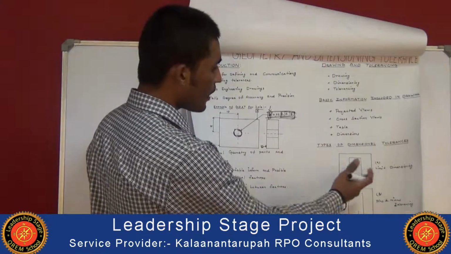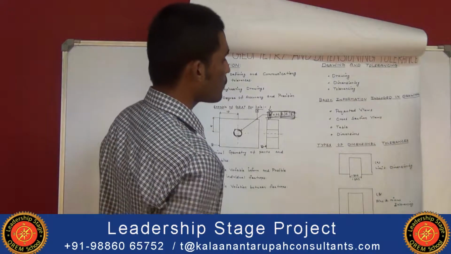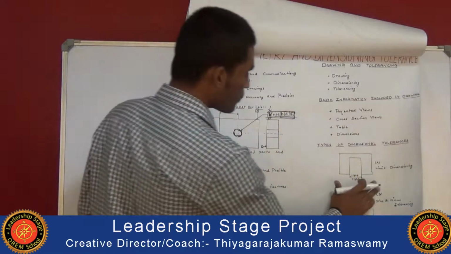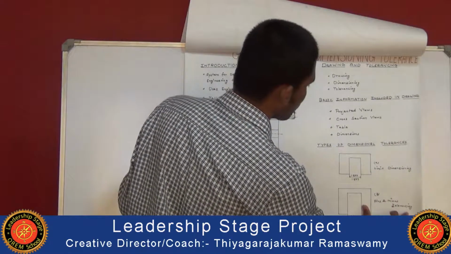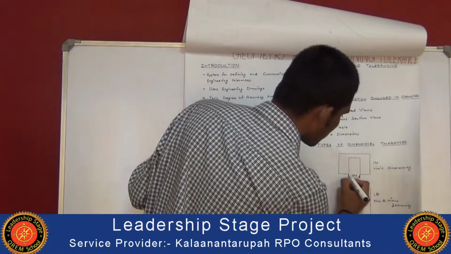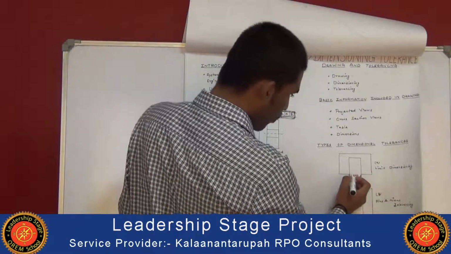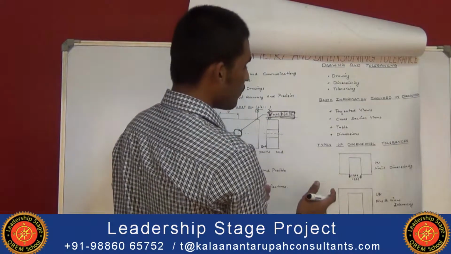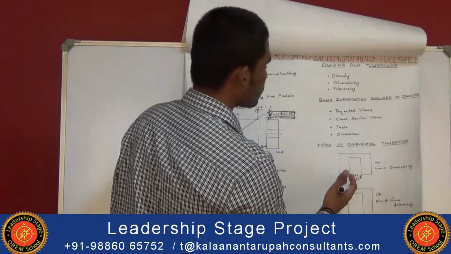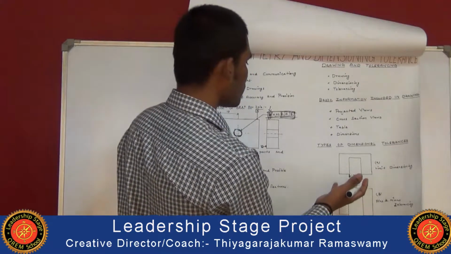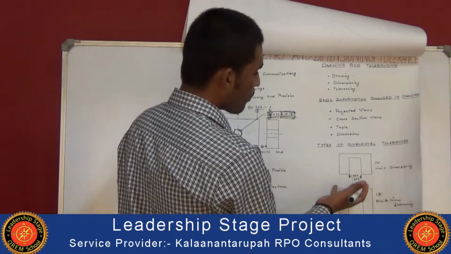One is limit dimensioning, another one is plus or minus dimensioning. In limit dimensioning, this is the diagram used for the limit dimensioning as well as the plus or minus dimensioning. For this dimension, the dimension should be ranged between 1.375 to 1.379, that is 1.376, 1.378, that is 1.379.